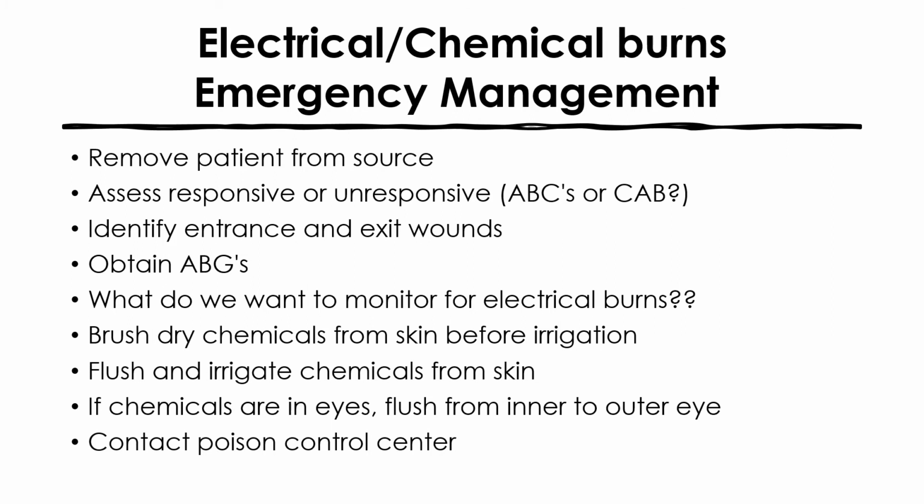And what do we want to monitor for electrical burns? There's 3 things we talked about. Cardiac arrest is a big one. Dysrhythmias is a big one. And that myoglobinuria. So when there has been injury to the muscle, that myoglobin releases. And remember the acute tubular necrosis, acute kidney injury.